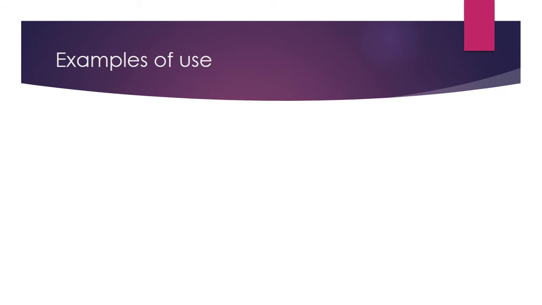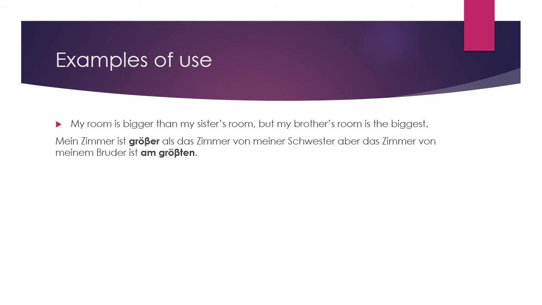Okay, let's have a look at a few examples here. My room is bigger than my sister's room, but my brother's room is the biggest. And that, mein Zimmer ist größer, is our comparative als das Zimmer von meiner Schwester, aber das Zimmer von meinem Bruder ist am größten, the superlative.